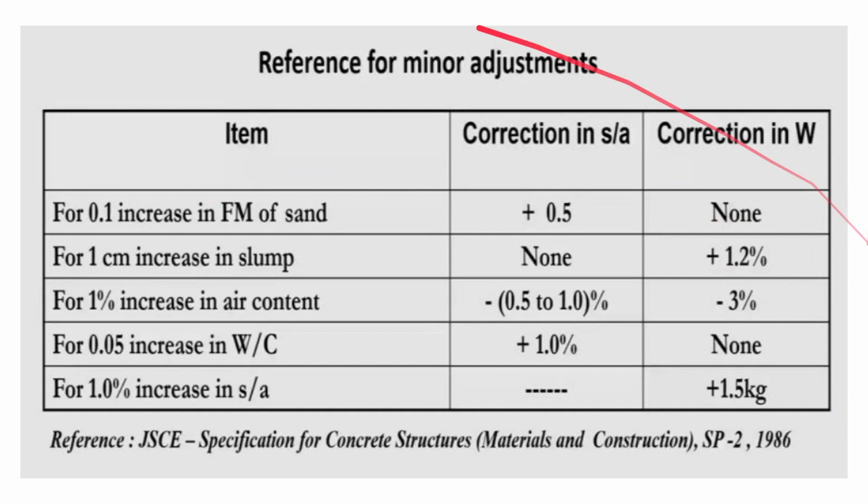So these are basically the criteria. These are the corrections which can be done in S by A and W, the water content and sand by total aggregate content. These are the corrections for change in fineness modulus, slump, air content, water cement ratio, and S by A. These conditions for minor adjustments have been taken from SP 23 1986.